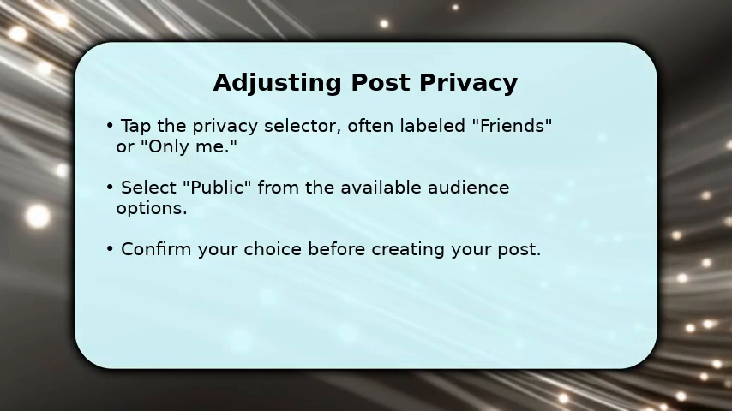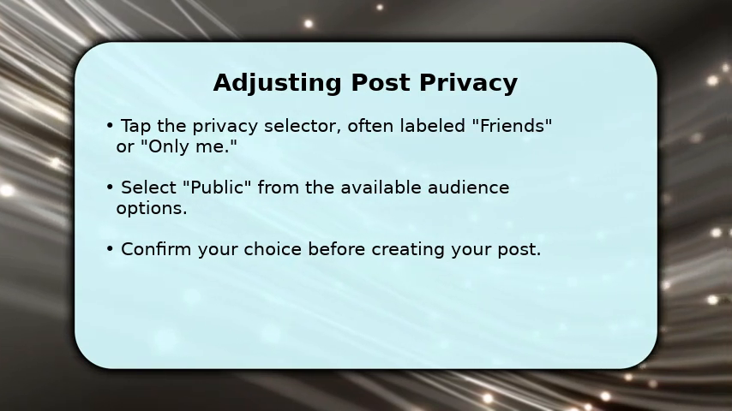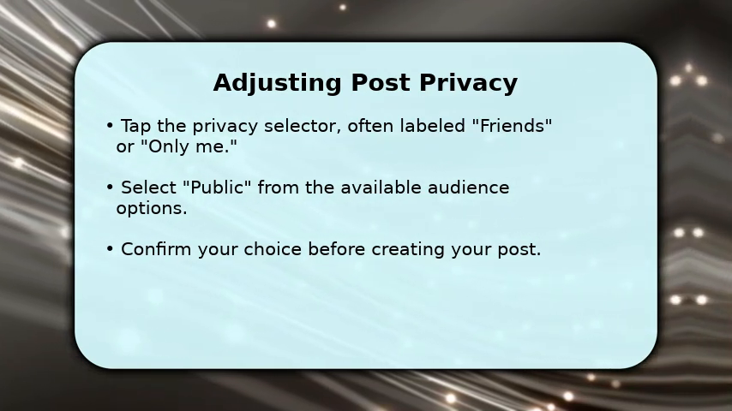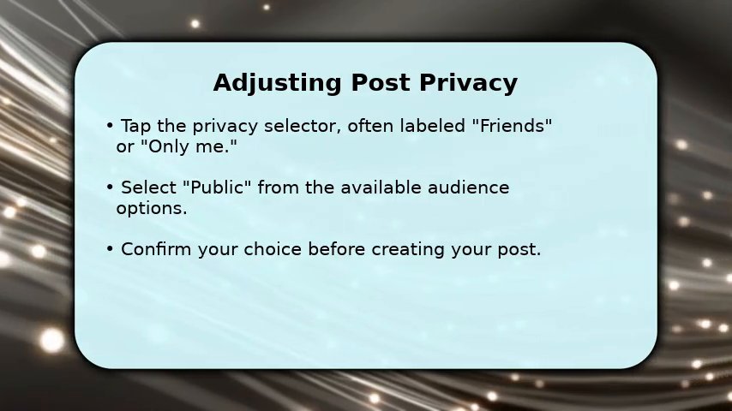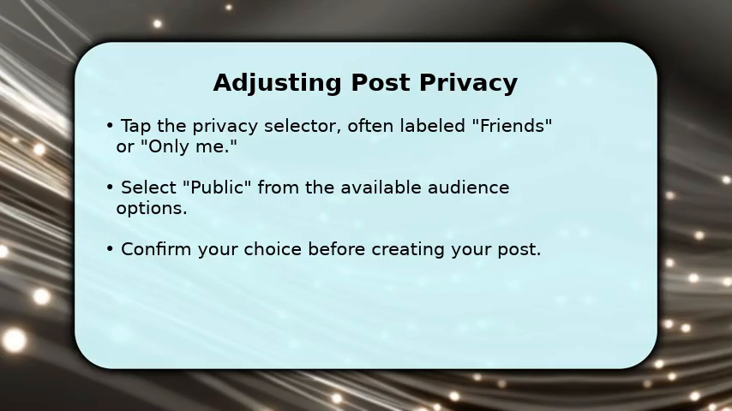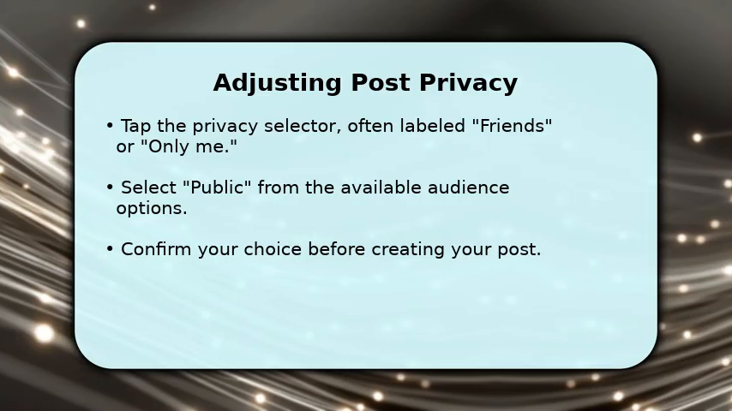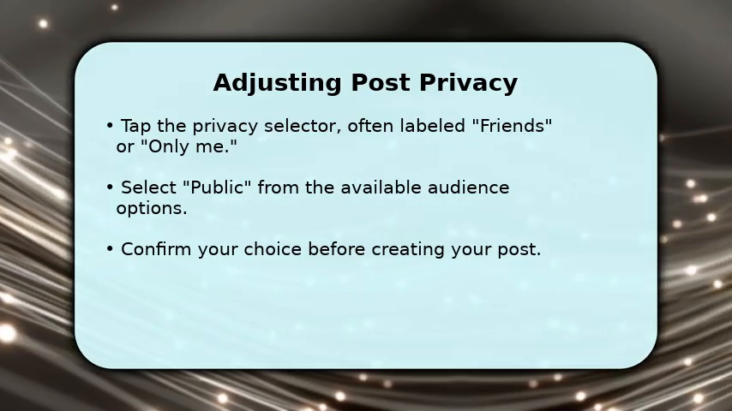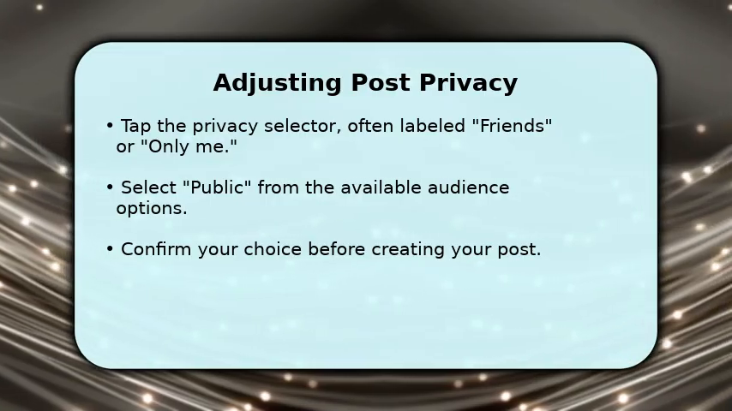To adjust your post's privacy, tap on the current audience setting, which might say Friends or Only Me. A menu will appear with various options. Choose Public to make your post visible to everyone, including people outside your friend list. This setting applies to the specific post you are about to create. Remember, you can always change this setting for future posts or even edit the privacy of past posts.